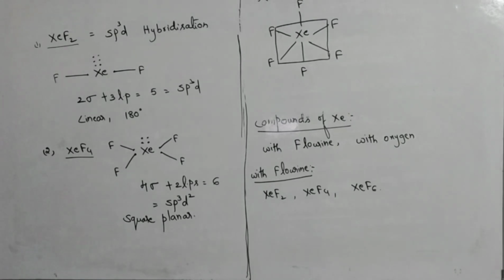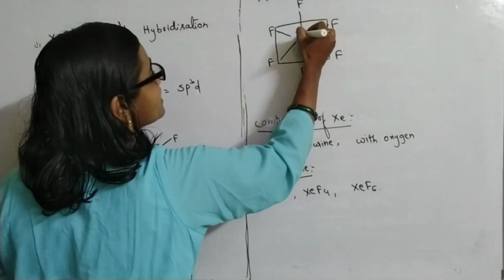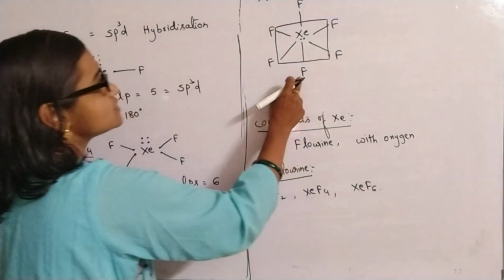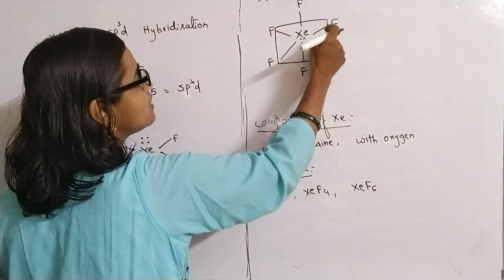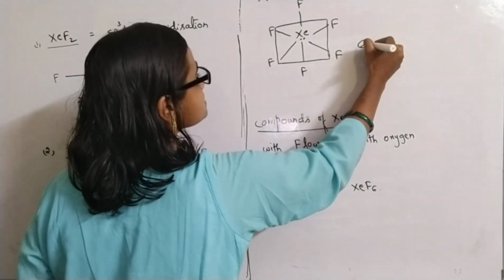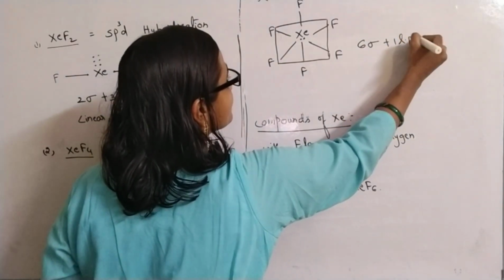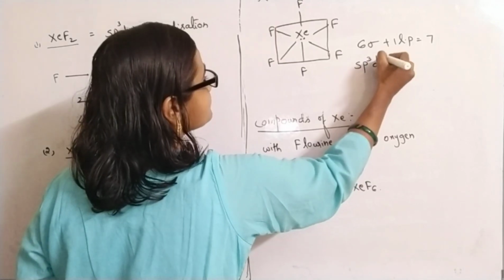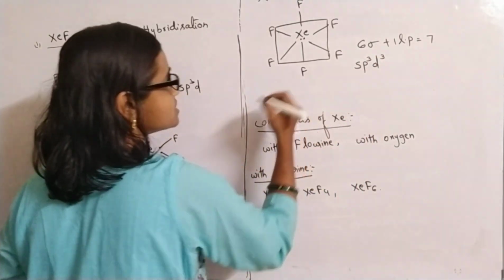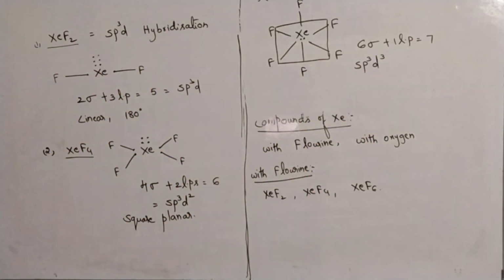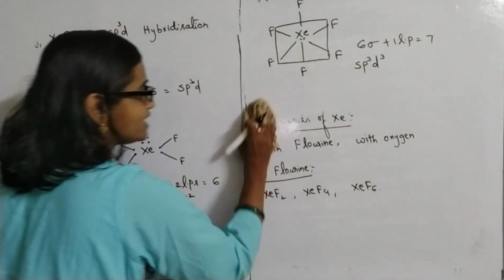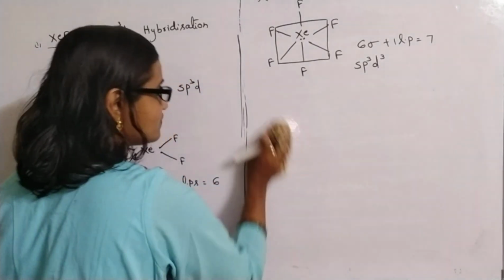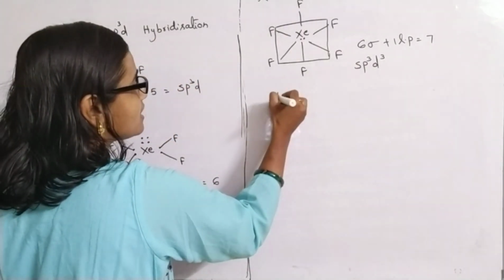1 lone pair of electrons. It is left with 1 lone pair of electrons also. So here how many totally? 1, 2, 3, 4, 5, 6 sigma bonds plus 1 lone pair will be there. So total is 7. So hybridization is what? sp3d3 hybridization. And the shape of this is what? Distorted octahedral shape. Because of the presence of lone pair, you will find the shape of XeF6 is what?